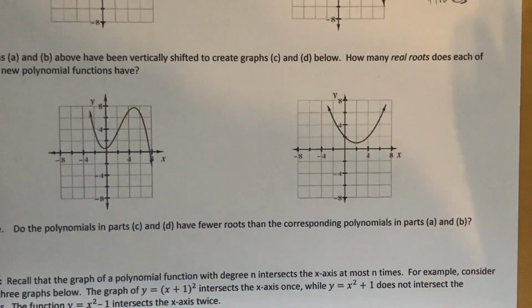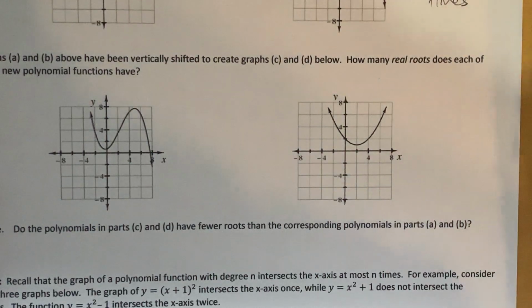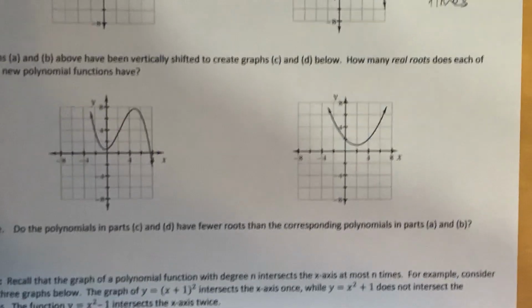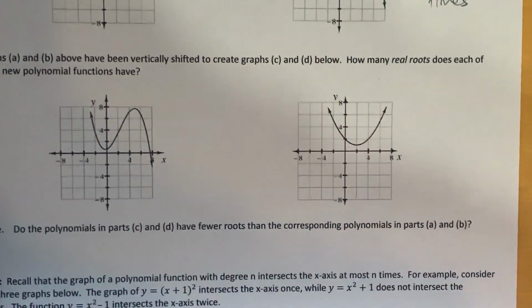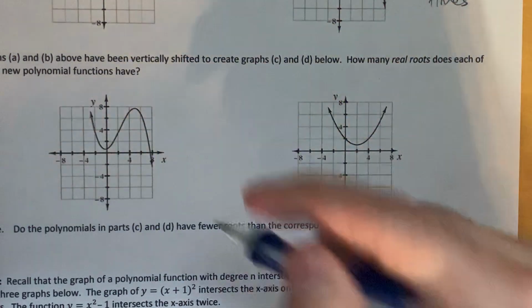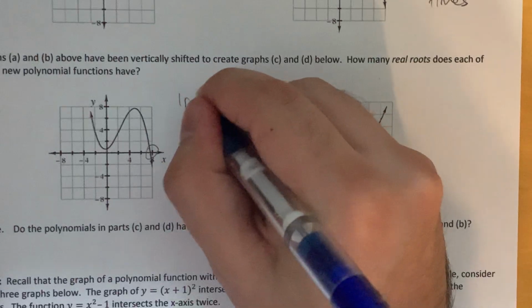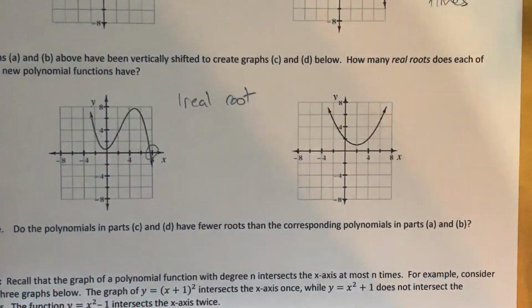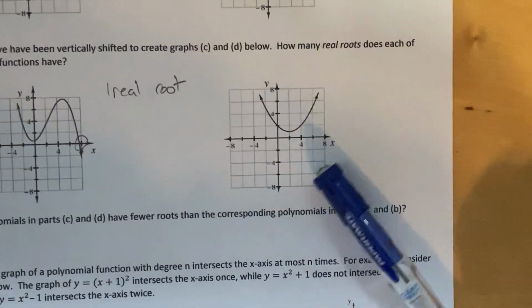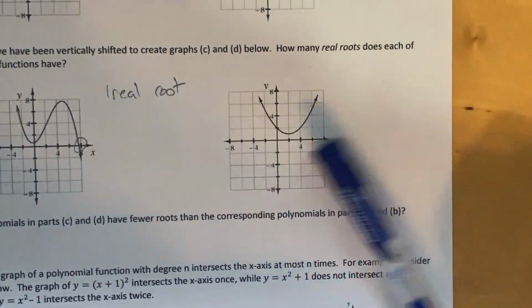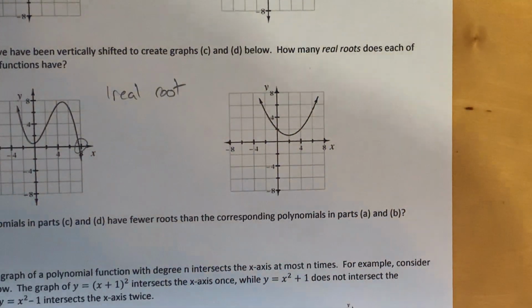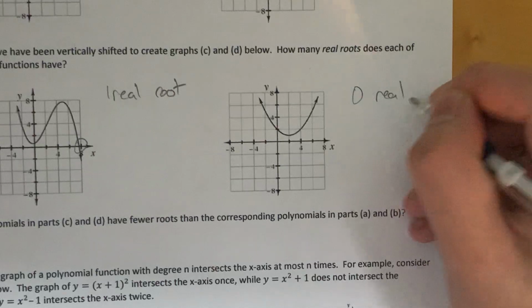Graphs A and B above have been vertically shifted to create graphs C and D below. How many real roots does each of these new polynomial functions have? So let's look at this one, which was the second one up here. If we look at that one, we can see it has only one real root. Now let's look over here on this one. Does it ever touch the x-axis? No, so it has 0 real roots.